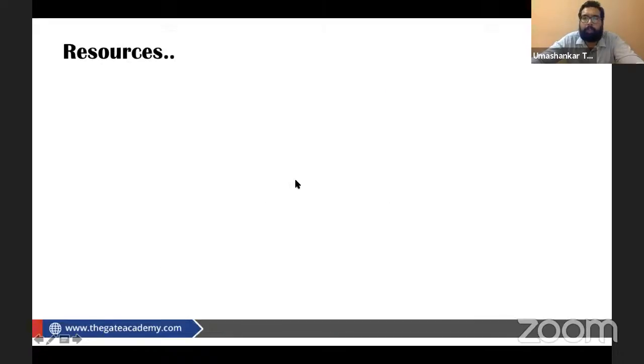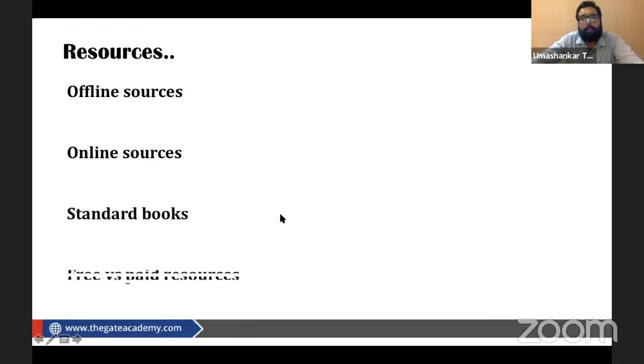Now, coming to what resources we can refer to. There are offline sources, there are online sources, there are standard books, there are free resources, and there are paid resources also. What I first suggest is, always verify before using any resource. Yes, Ravi, 8 months are more than sufficient, my dear. So before using a resource, verify. Do not blindly trust anything.